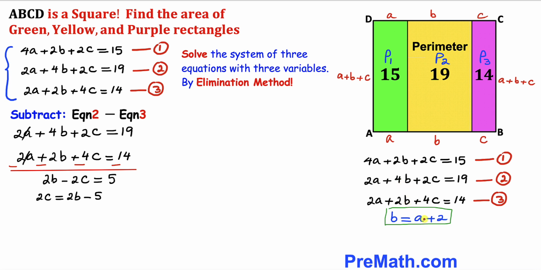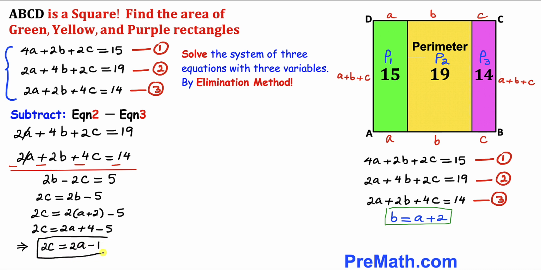Now we know that b equals a plus 2. So I'm going to replace this b by a plus 2. Therefore I can write 2c equal to 2 times a plus 2 minus 5. Let's go ahead and distribute this one. So therefore 2c turns out to be equal to 2a minus 1. I have copied down over here 2c equals 2a minus 1.